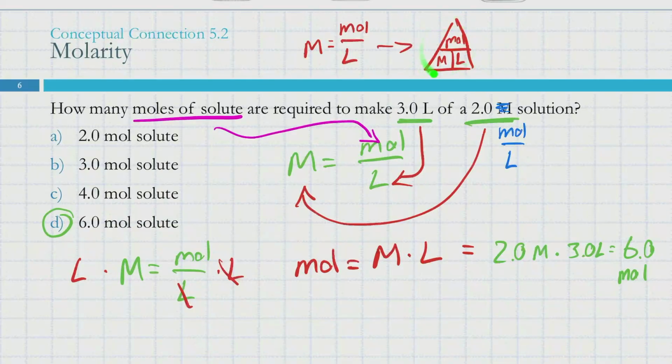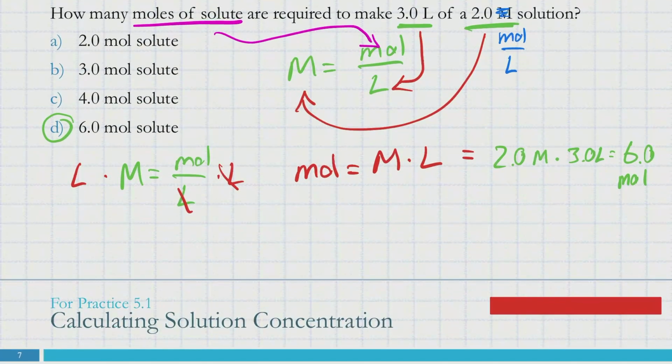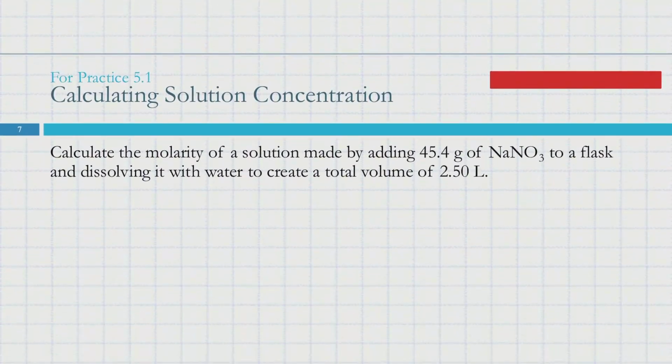So if we force it into a little triangle like this, the thing that we're looking for, we cover up. So we're looking for moles of solute, cover up the moles of solute, ignore that. Look at the other two things and how they are related. So molarity times liters, they're next to each other, that will give us moles. So the little triangle method thing also works for this equation, if you'd prefer to do things that way.